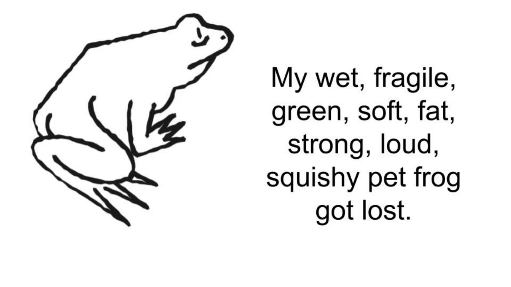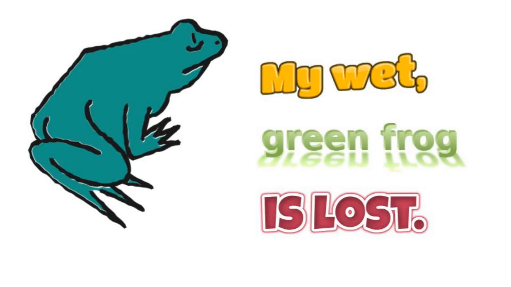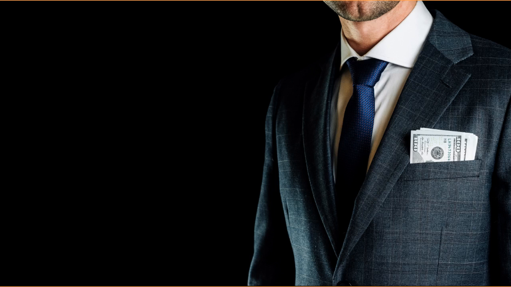Listen to this sentence about the lost frog. My wet, fragile, green, soft, fat, strong, loud, squishy pet frog got lost. That was too much. 1 or 2 adjectives are enough. Sometimes 3 is okay. My wet, green frog is lost is a much easier sentence to understand. If you need to describe the noun further, just add another sentence, or use a strong proper noun.